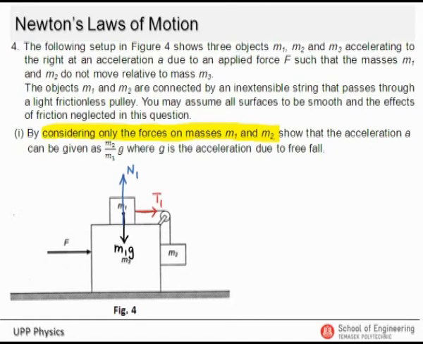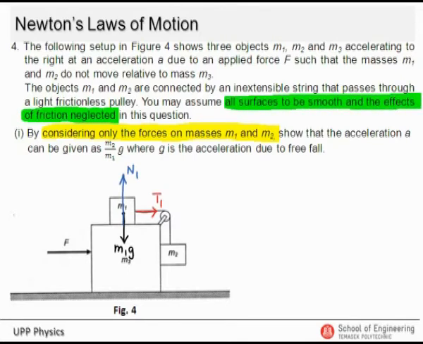Is there any friction acting on mass M1? No, because the question has already mentioned that we assume all surfaces to be smooth and effects of friction to be neglected. So the surface between M1 and M3 is smooth. There's no friction. Let's now proceed to draw the free body diagram of mass M2.